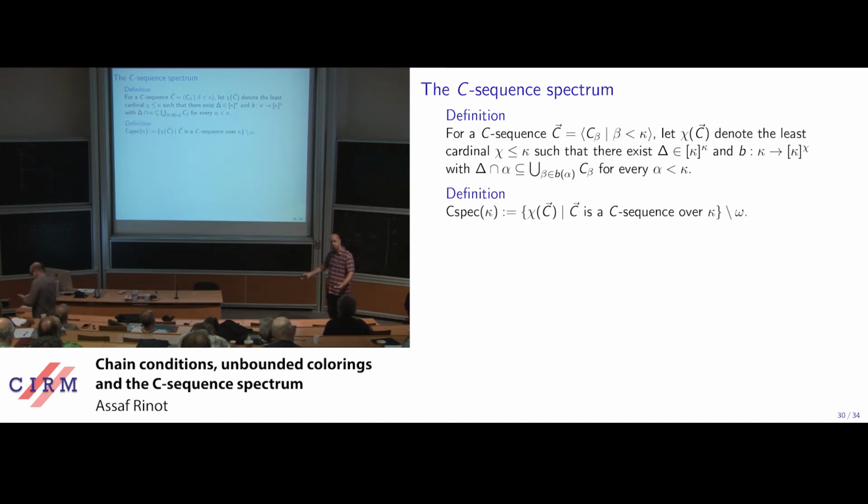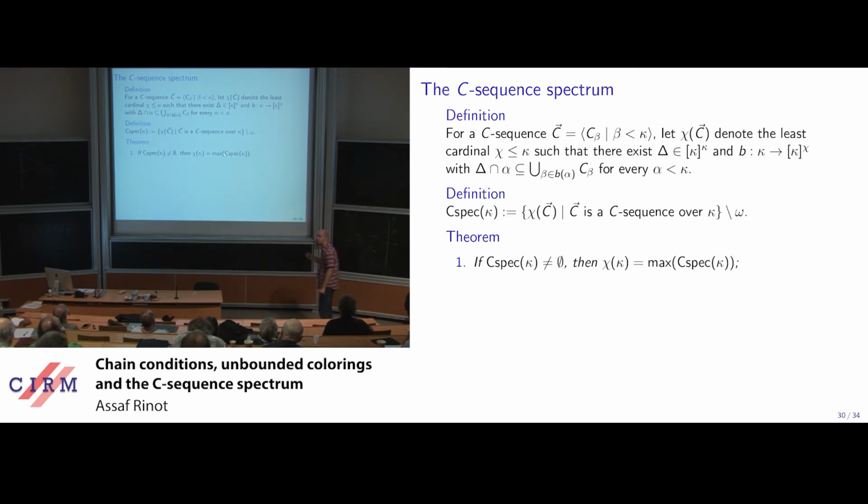So we define the spectrum, we look at all possible values you get. Well, we are discarding 0 and 1 because this is not of interest. So the first theorem is that the sup is equal to the max. The definition I gave you before, when I'm ranging over all possible C sequences, actually there will be a single C sequence witnessing the value of the C sequence number. The other observation is that there is a minimum, and the minimum is as small as possible. It's going to be omega.